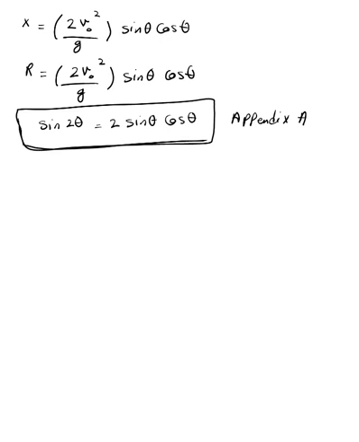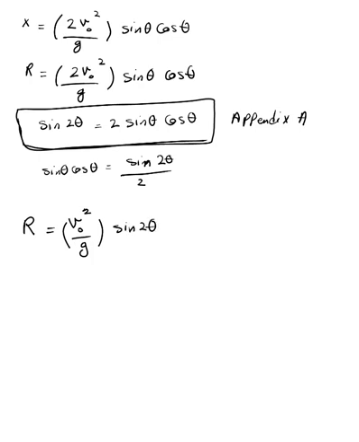Now I can write sine theta times cosine theta to be sine 2 theta divided by 2, and I can use this to find the range to be v naught squared divided by g, sine 2 theta. Okay, so this is when the projectile goes back to the final elevation that is the same as the initial elevation.